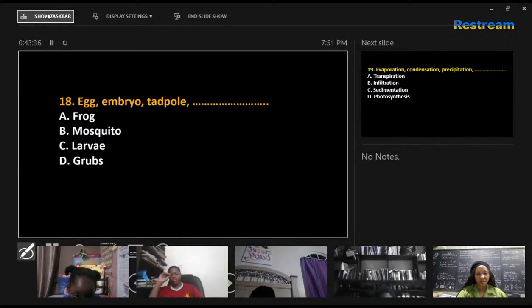Amari, number 18. Number 18. Egg, embryo, tadpole, dash. A. Frog, B. Mosquito, C. Larvae, D. Grubs. Miss say A. Frog.